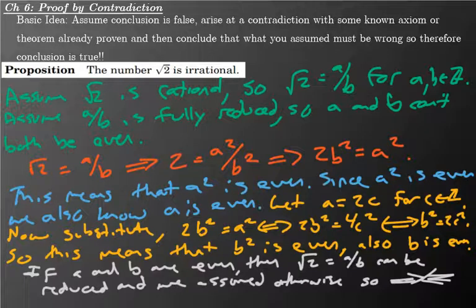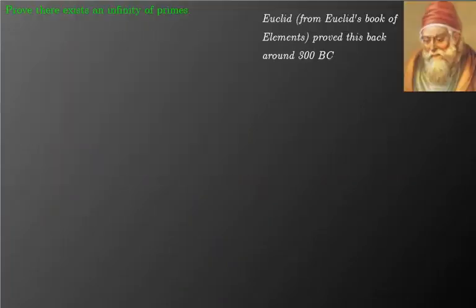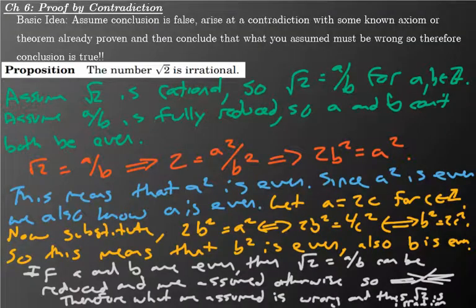I don't really have room, but the last line I would write basically sums it all up. Therefore, what we assumed is wrong, and thus root 2 is irrational. I'm running out of room. You can read it, I think. Irrational. Okay, I'm out of room there.